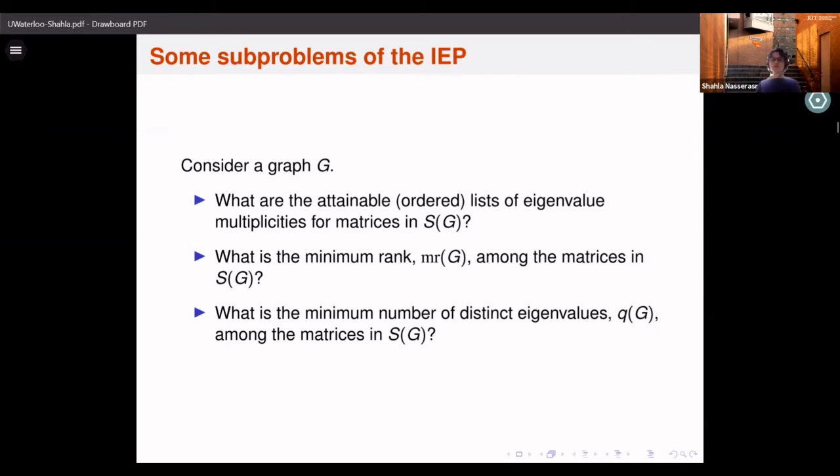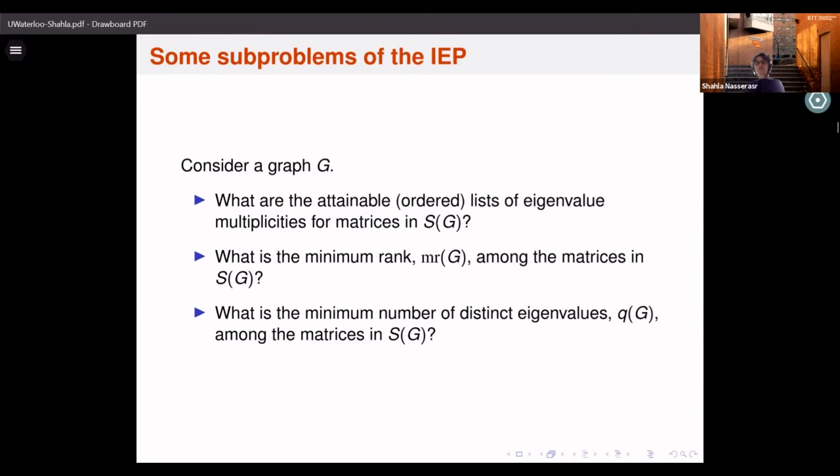Here, we are going to consider the multiplicities of the eigenvalues versus their values. What happens here is that we list the eigenvalues in an order, let's say from smallest to largest, and each of them will have their multiplicities, either one or more than one. And the question is, which of those multiplicity lists can be the multiplicity list of the eigenvalues of matrices in S of G. So this question by itself is a big question. It has been studied, and again, there are many results as well as many open problems.